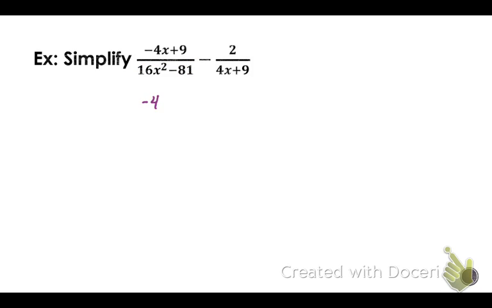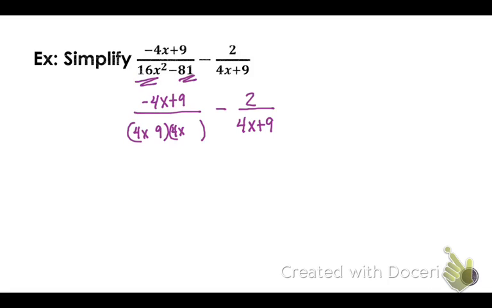On the left, I have negative 4x plus 9, and I'm going to factor the denominator. Nothing on the right is going to change. In factoring a difference of two squares, I take the square root of the first term, I take the square root of the last term, and the factors are conjugates. One's a positive, one's a negative, and that way when I multiply them all out, when I double distribute, the middle term is canceled, and I actually get 16x squared minus 81.